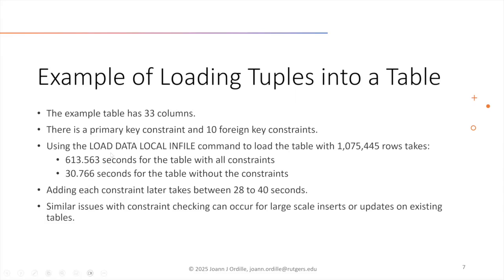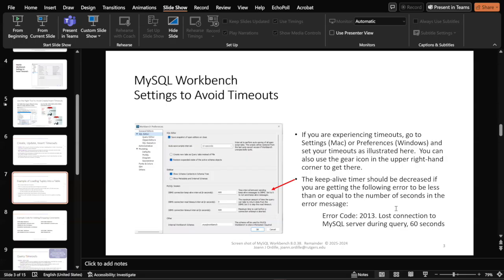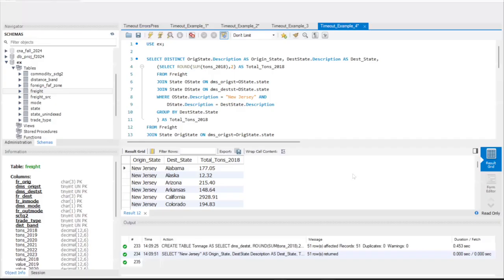When I removed all the constraints and did the load, it took only about 31 seconds to load that data. After loading the data, I then added each constraint individually, and each constraint took from 28 to 40 seconds to check. So let's take a look at what that looks like to provide context here in MySQL Workbench.